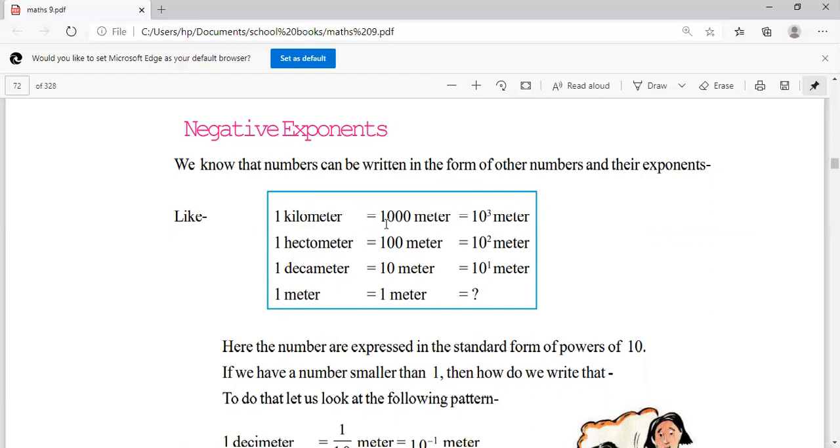Here it is written 1000 meter. See, there are 3 zeros, so you can write it as 10 to the power 3. 1000 can be written as 10 into 10 into 10.